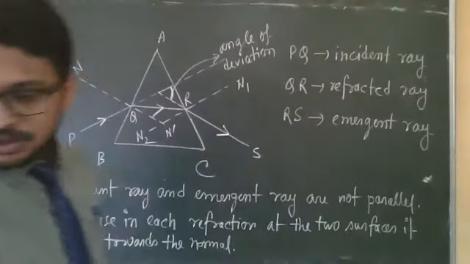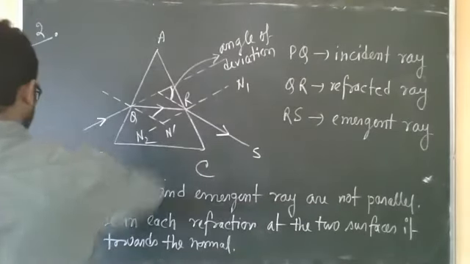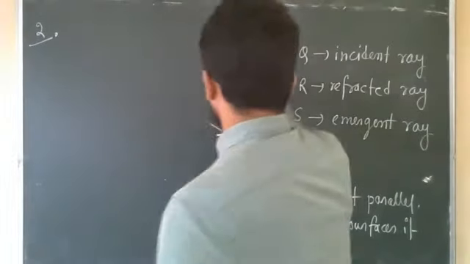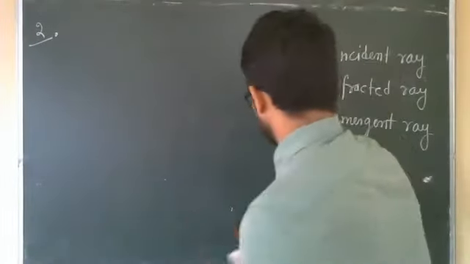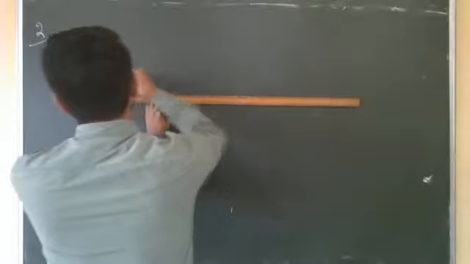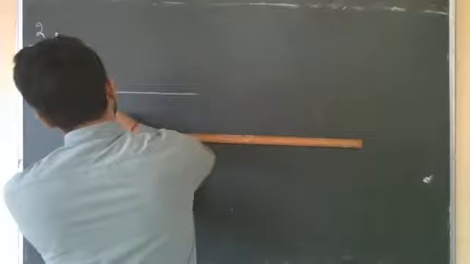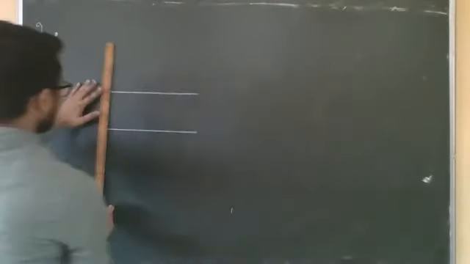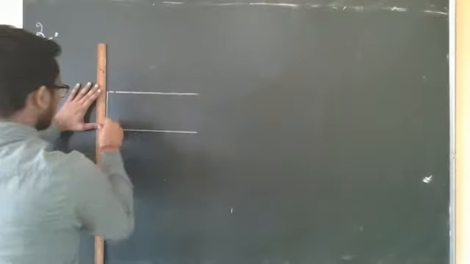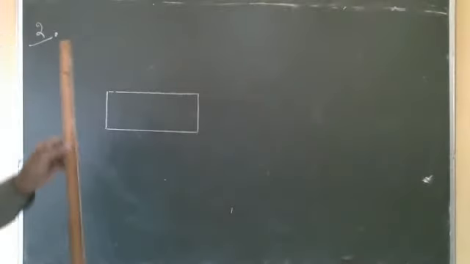So, going to the second diagram, that is the slab. Draw a slab, and then in the same way we will write, as it is given in the book. In the book it is given that the emergent and incident rays are parallel. In that way it is given in your book.